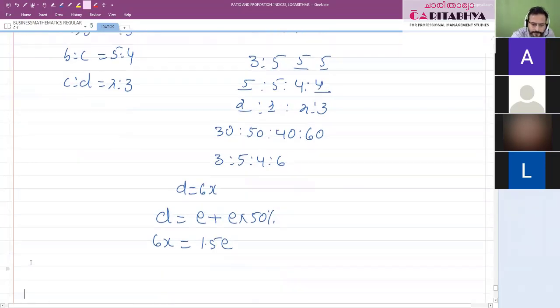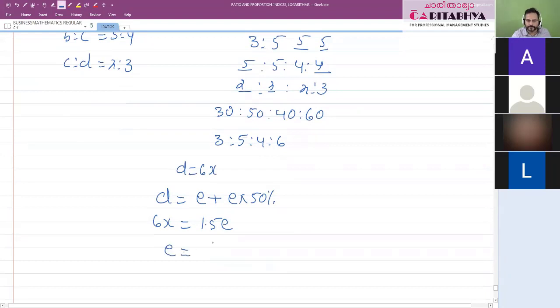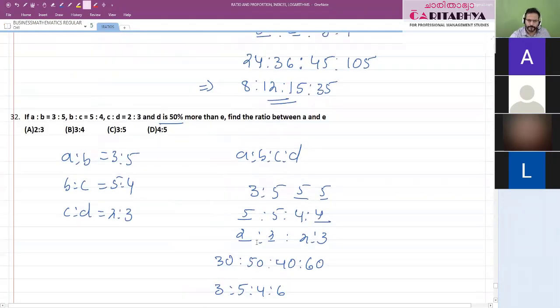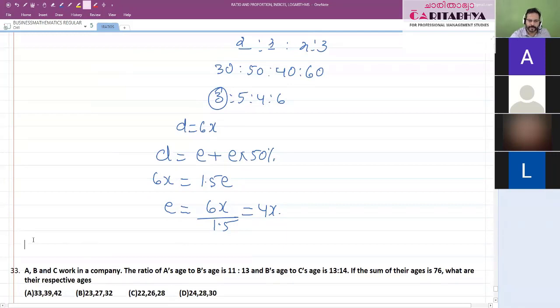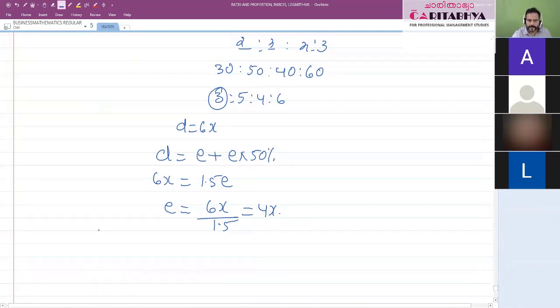Therefore E is equal to 6x divided by 1.5, that is 4x. What question has been asked? The ratio between A and E. What is A? A equals 3x, E equals 4x. Therefore A is to E is 3x is to 4x. x can be cancelled, so 3 is to 4.